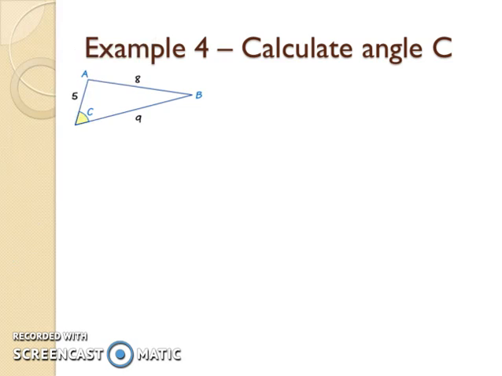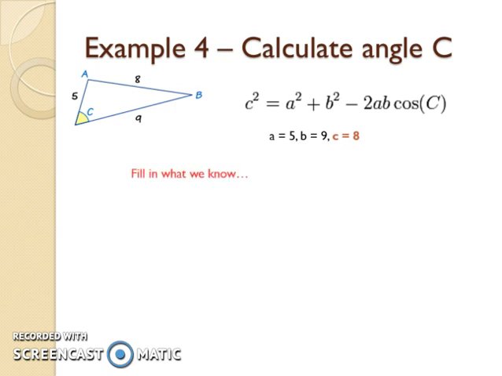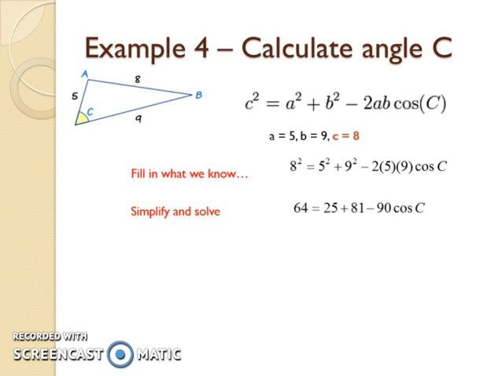Now this is a harder one. We fill in our information. a is 5, b is 9, and c is 8. We are looking for capital C. So we're going to use c squared again. We fill in what we know. 8 squared equals 5 squared plus 9 squared minus 2 times 5 times 9 times cosine of C. Then we simplify and solve. This one's a little bit more complicated because we can't just type everything in the calculator. We have to do this part by part. 5 squared is 25, 9 squared is 81, 2 times 5 times 9 is 90.